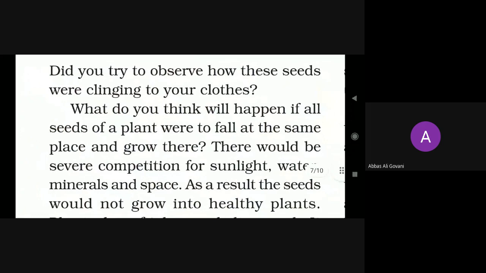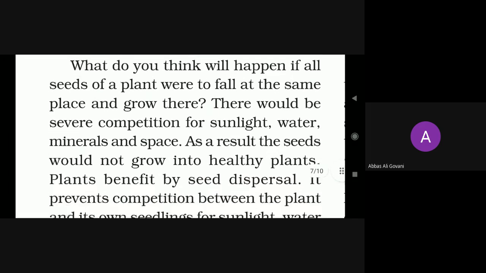Did you try to observe how these seeds were clinging to your clothes? What do you think will happen if all seeds of a plant were to fall at the same place and grow there? There would be severe competition for sunlight, water, minerals, and space. As a result, the seeds would not grow into healthy plants.